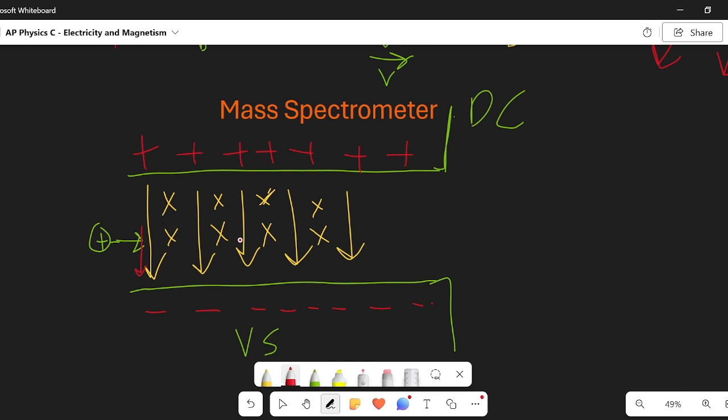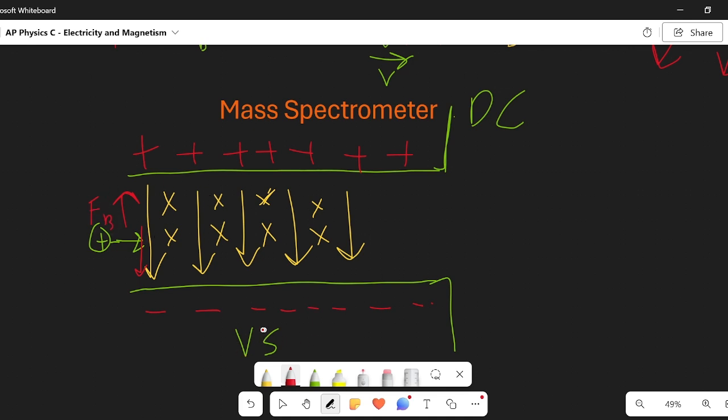In order to determine the direction of the force from the velocity, we point our fingers to the right in the direction of the charge. We point to the right, curl it into the screen, and our thumb will be pointing up. So this means that the force will be acting like so.